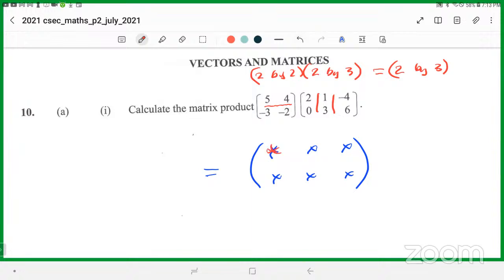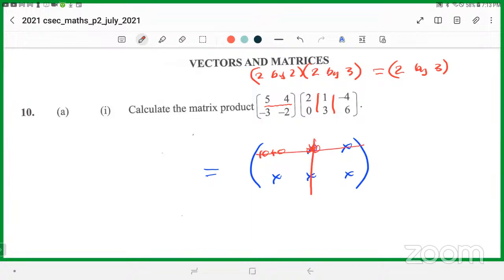This first value is in the first row and the first column. So to get it, we're going to multiply this first row by this first column. First element times first element. Second element times second element. 5 times 2 and 4 times 0. 5 times 2 is 10. 4 times 0 is 0. That's the first value.